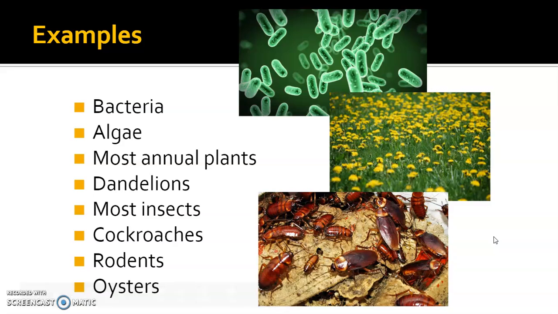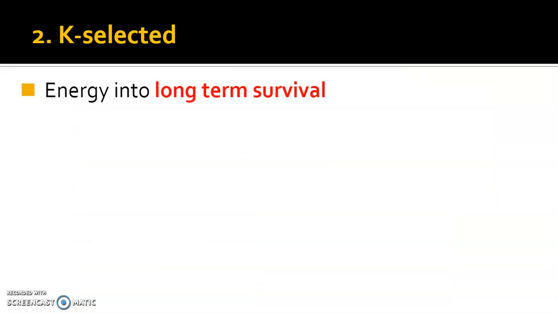So what are some examples of these? Some examples are bacteria, algae, most annual plants, dandelions, most insects like cockroaches, rodents, and oysters. So now let's move on to our K-selected.